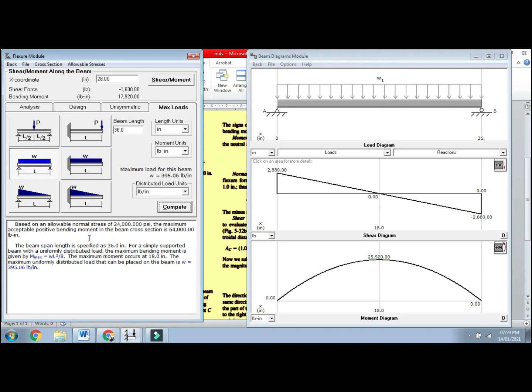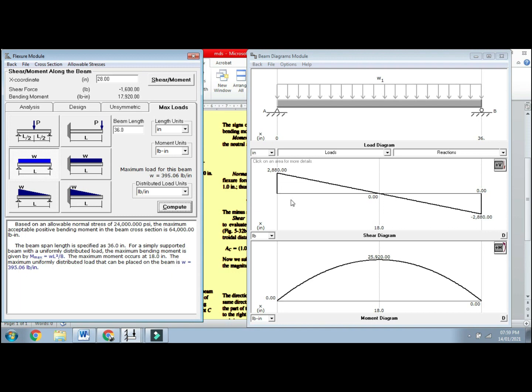He says the maximum bending moment in the whole cross section available is 64,000 pounds inch. ठीक है ना? यानी कि कितना मैक्सिमम पॉजिटिव बेंडिंग मोमेंट अलाउबल अवेलेबल है? मैक्सिमम 64,000 पाउंड्स इंच का अवेलेबल है.